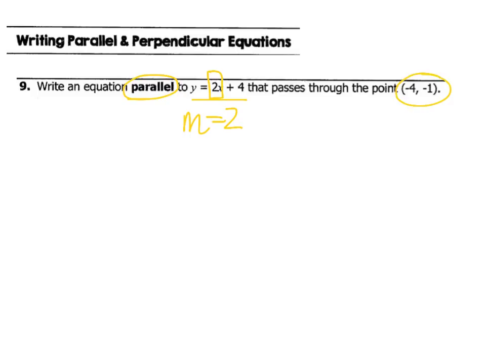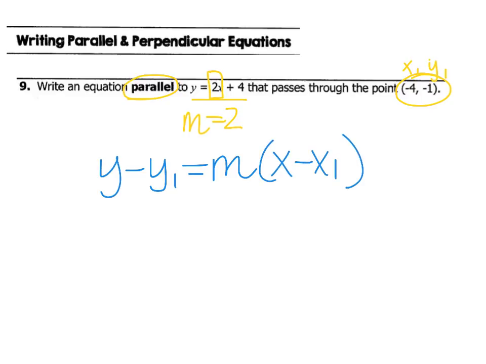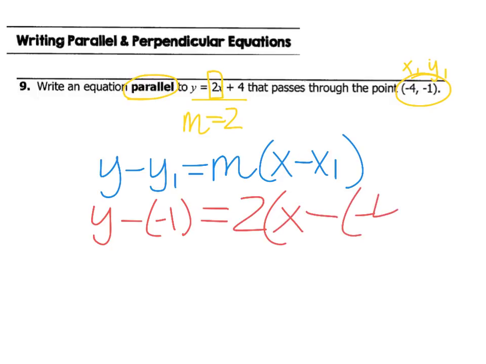Then we take this point, x1 and y1, and we're going to write an equation of the line using the slope and one point, or the point-slope formula. So we need y minus y1 equals m times x minus x1. Plug everything in. So y minus y1 is y minus negative 1 equals m, which has to be 2 because this new line has to have the same slope if it's going to be parallel. x minus x1 is x minus negative 4. And we rewrite: minus a negative number is plus.